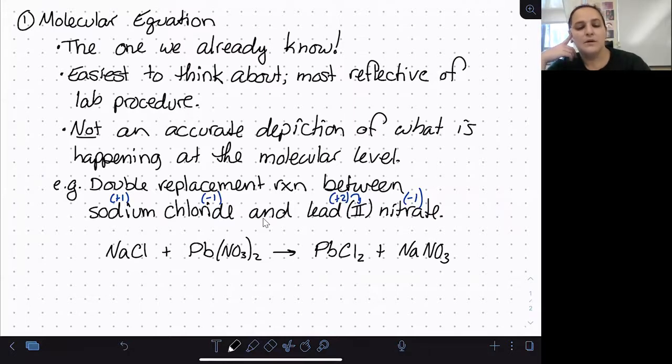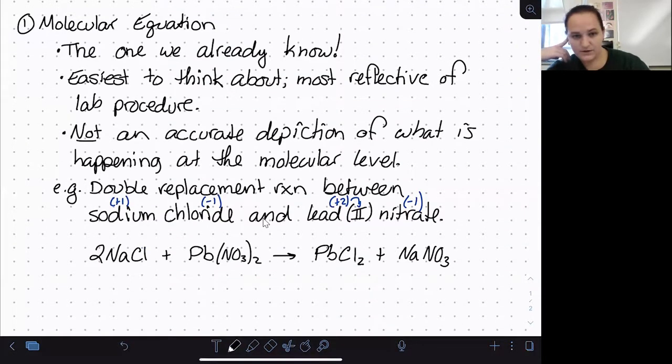So at this point, we need to balance the reaction. We can see that it is not balanced because we have 2 nitrates on the left and only 1 on the right, 2 chlorides on the right, and only 1 on the left. So to fix that, we just need a 2 in front of sodium chloride and a 2 in front of sodium nitrate.